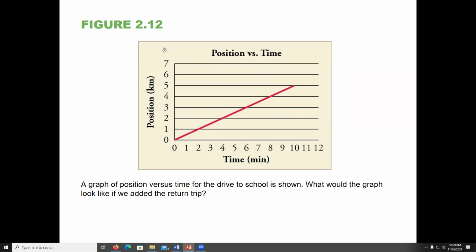So on the y-axis is our changing dependent variable, while on the x-axis, that is our independent variable. So what does this line show you? That line shows you that this trip took about 10 minutes and we covered about 5 kilometers distance.